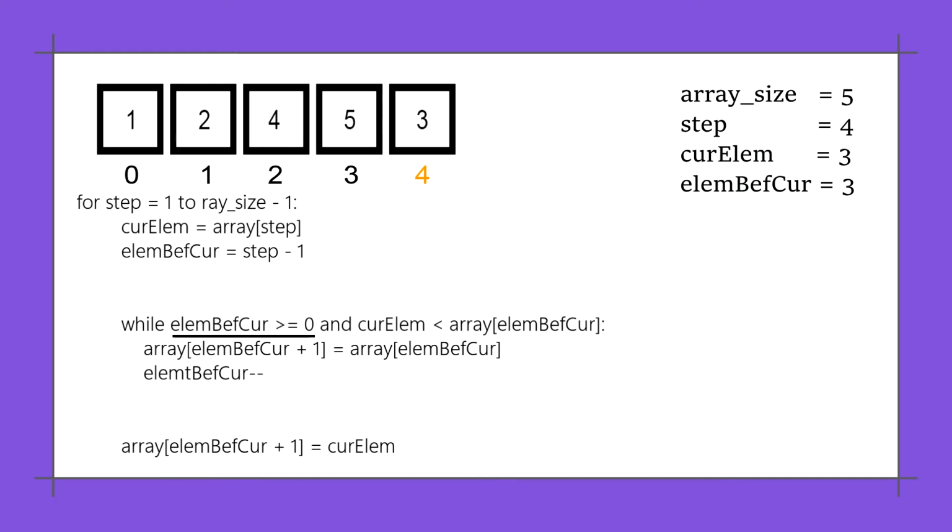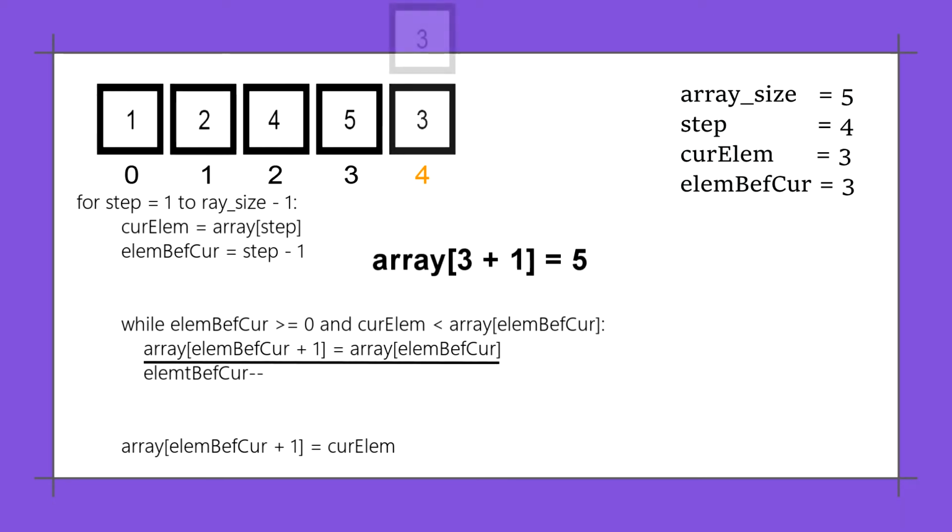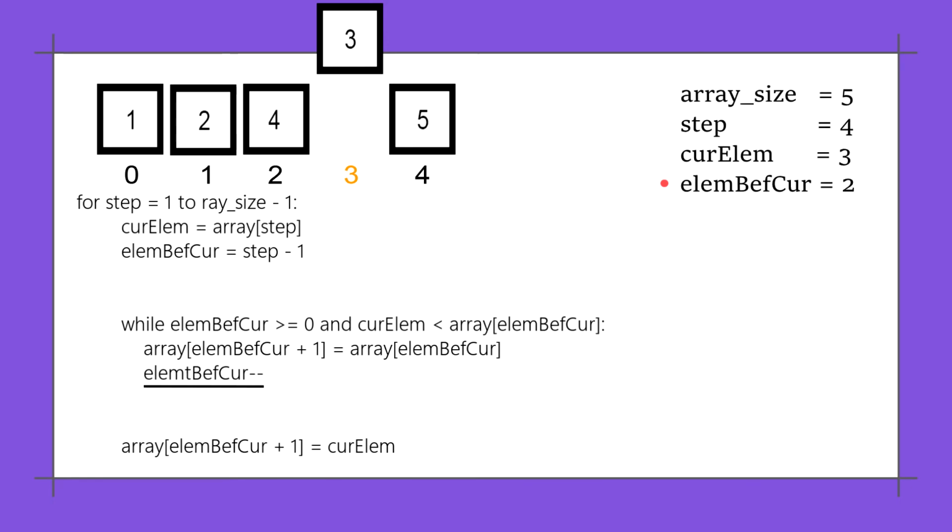On the first condition, the result is true because 3 is greater than or equal to 0. On the second condition, the result is true because 3 is less than 5. Finally, both of the conditions are now true. What's happening is that the array of index 3 plus 1 is assigned the value of the array at the index of 3. The value of the array at the index of 3 is 5. Then, it was moved to the index of 4. Then, we decrement the element before current variable.